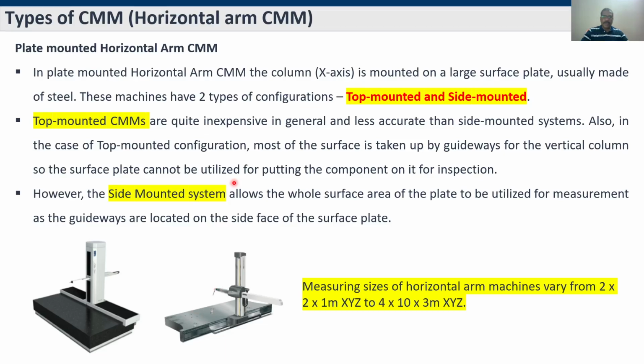The measuring size of horizontal arm machines varies from 2 by 2 by 1 to 4 by 10 by 3. That is, from 2 to 4 meters in the x-axis, 2 to 10 in the y-axis, and 1 to 3 meters in the z-axis. And as I said, it has two types, top mounted and side mounted. Comparatively, side mounted provides better measuring accuracy and a wider range, because the measuring heads are kept in the sideways, inside guideways, not above the surface plate.